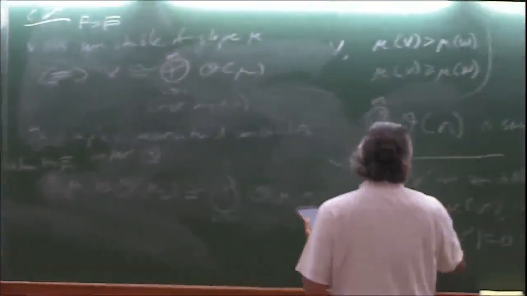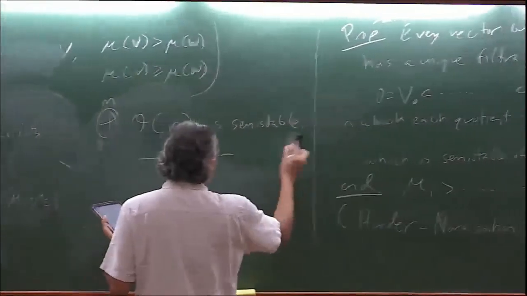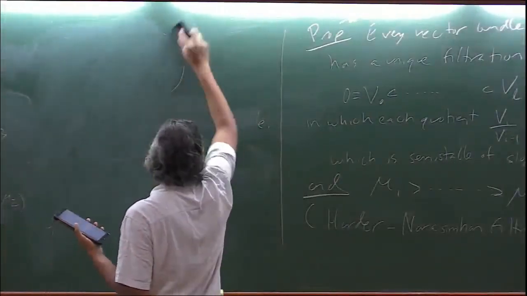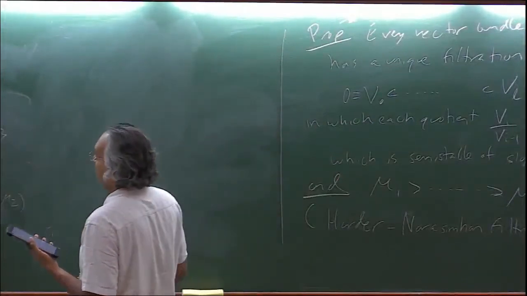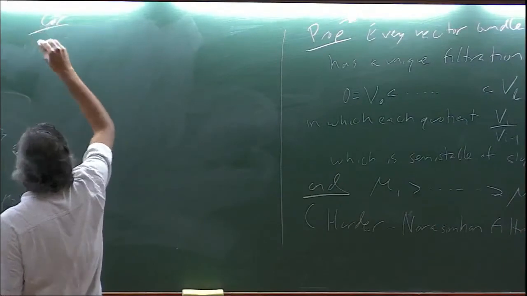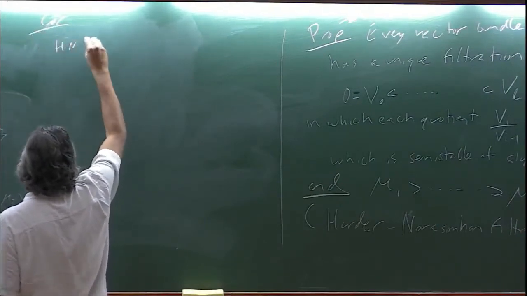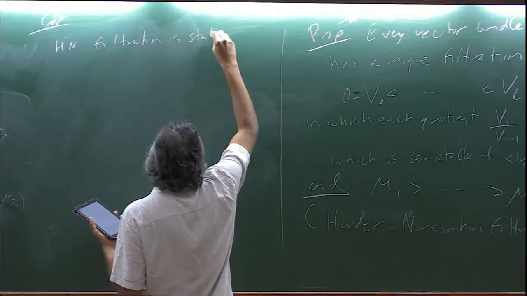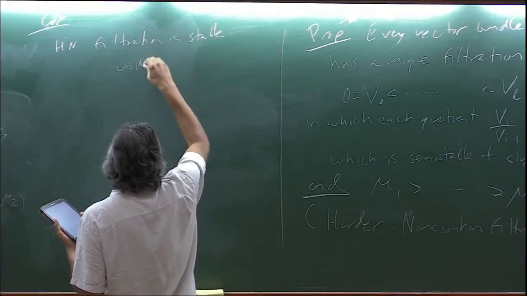No, but there's the following thing. So of course, the Harder-Narasimhan filtration is canonical. Yeah, maybe that's what you mean. So maybe I should state this as a corollary: the HN filtration is stable under base extension. I think this is what you're maybe asking about.